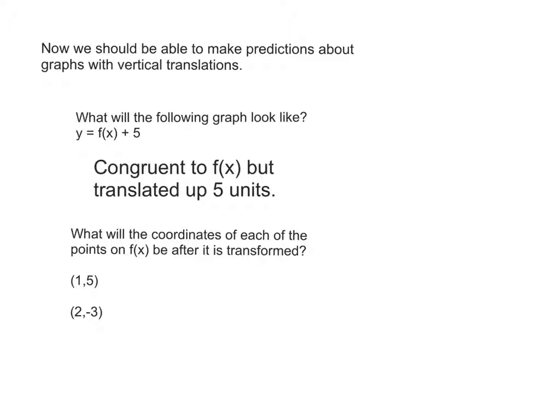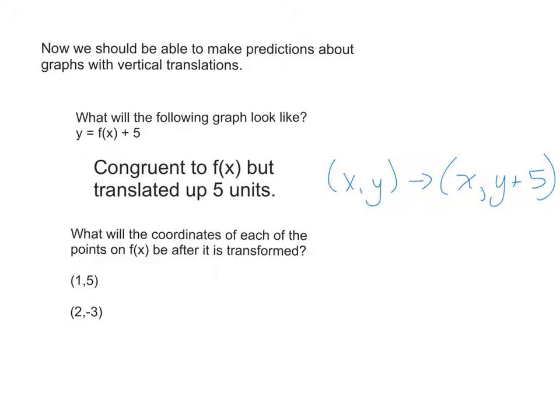So 1, 5 is a point on f of x. What will that point translate to when we change it to f of x plus 5? That's what it's asking. And this is where that mapping rule comes in. The mapping rule for this one would be x, y maps to x and y plus 5. You don't necessarily need a mapping rule for this one because it's pretty straightforward. But once you get a whole bunch of transformations put together, the mapping rule I find really helps. So we're going to get used to using it for these simple ones.